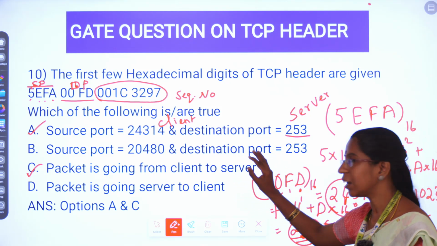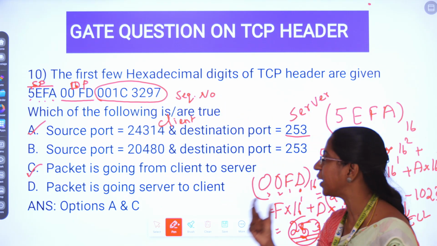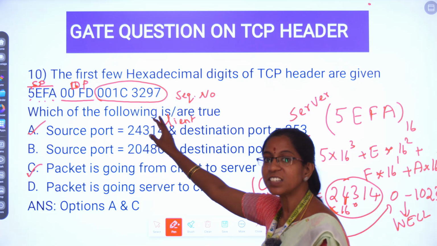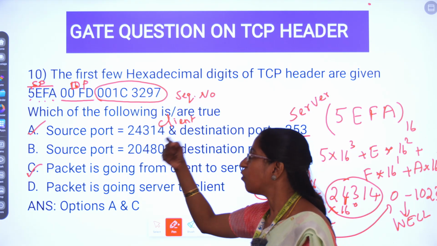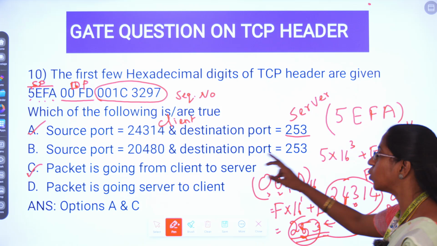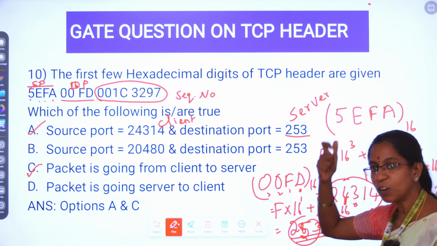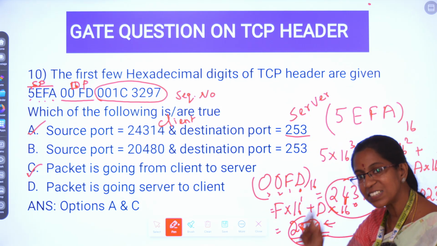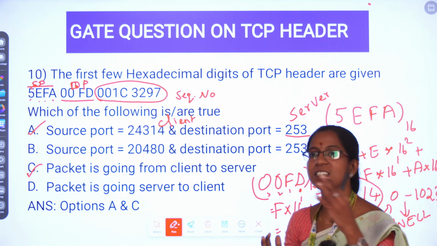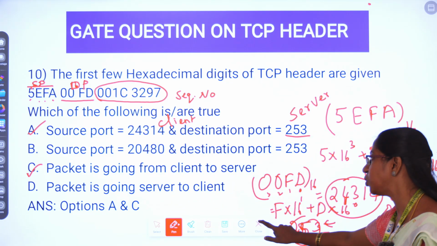Again I am going to discuss a little bit. From this hexadecimal value we can understand the fields of the TCP header. First 4 digits source port, second 4 destination port, remaining 16 is the 32-bit sequence number. So first, this hexadecimal value should be converted into decimal value. So we can get the source port value 24314, destination port 253. We already know 253 is a well-known port number. Well-known port number means this should be assigned purely for the server. So destination is server means source port is client. So communication starts from client to server. So the second right answer is option C. Packet is going from client to server.